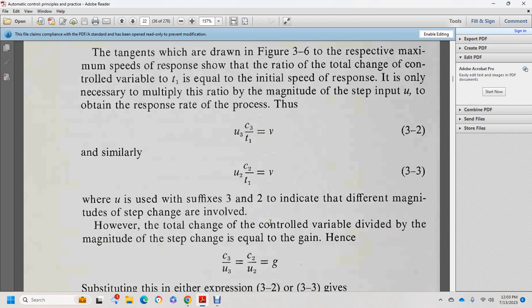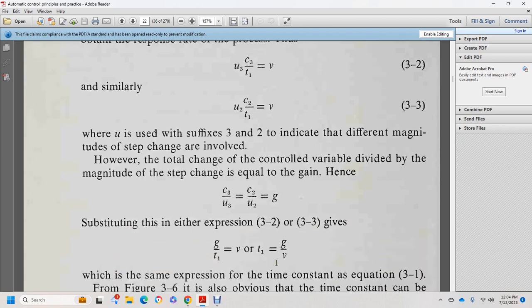Similarly, the magnitude 2 is equal to the change 2 with the time 1 equal to the variable. Where U is the suffix 3 and 2 with the indicator of the different magnitude of the step of the event involved, with the total change of the control variable divided by the magnitude of the step change equal to the gain, as in change 3 over the magnitude of 3 is equal to change 2 over the magnitude of 2 equal to G, the gain.